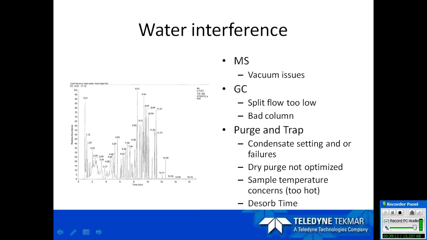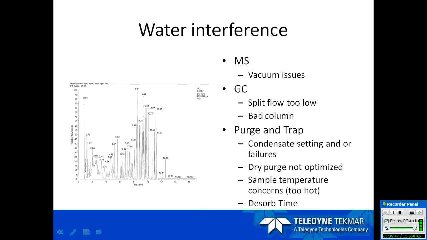After you make sure your GC and GCMS is all fine and dandy, then you move on to your purge and trap system. Then you work back to the condensate trap, because this is what controls your water management system. Are your condensate trap settings correct? Is your condensate trap failing? Then you want to make sure your dry purge is optimized. You want to optimize your dry purge, because the longer the dry purge, the more water you might be throwing onto the trap, and more water might be getting onto the GC.